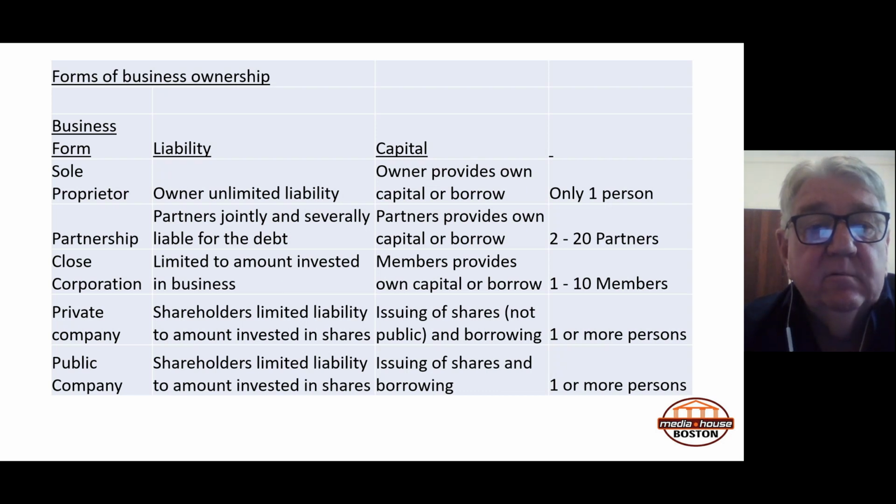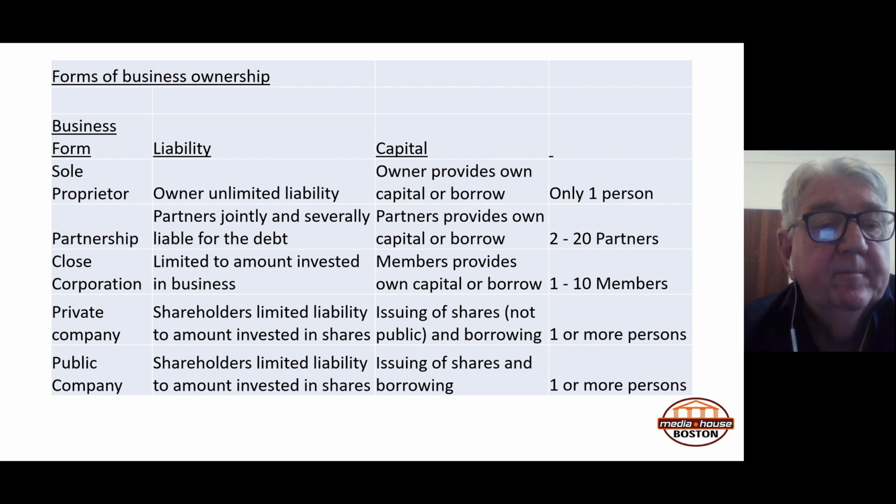How does he raise his capital? Either he uses his own money or he borrows money. He cannot issue shares. He cannot do anything like that. So it's his own money, and he can borrow money. And how many people own the business? Only one person.